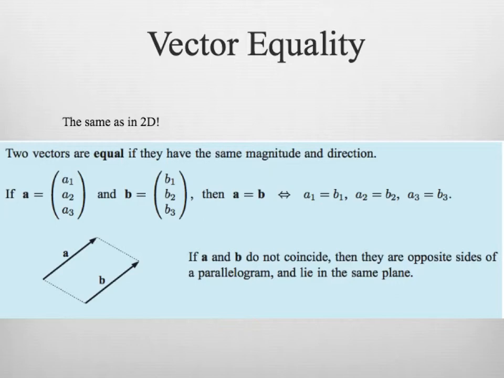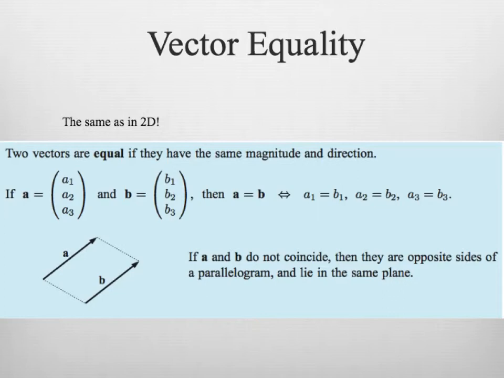Let's talk about vector equality. How do we know that two vectors are equal? It's the same thing in 3D as it is in 2D. Two vectors are equal if they have the same magnitude and direction. Just a note here, if they have the same magnitude and direction, they're going to have the same components. The x components, the y components, and the z components are all going to be equal. And remember that you can move vectors around. You can always move vectors anywhere in space, and they can still be equal.